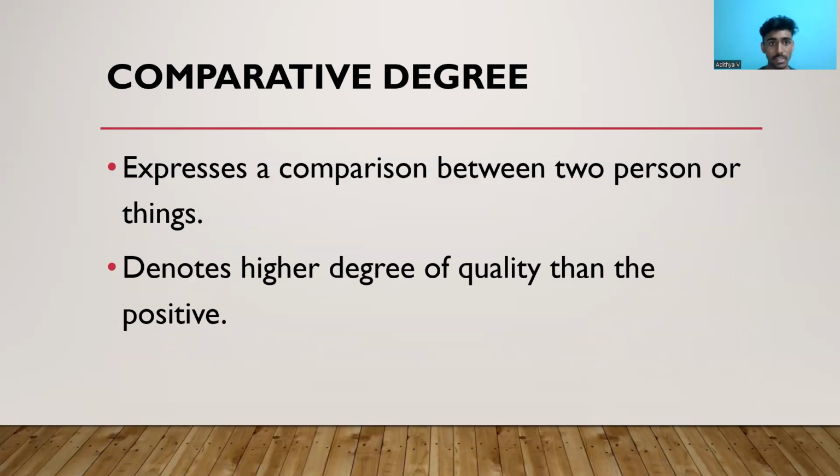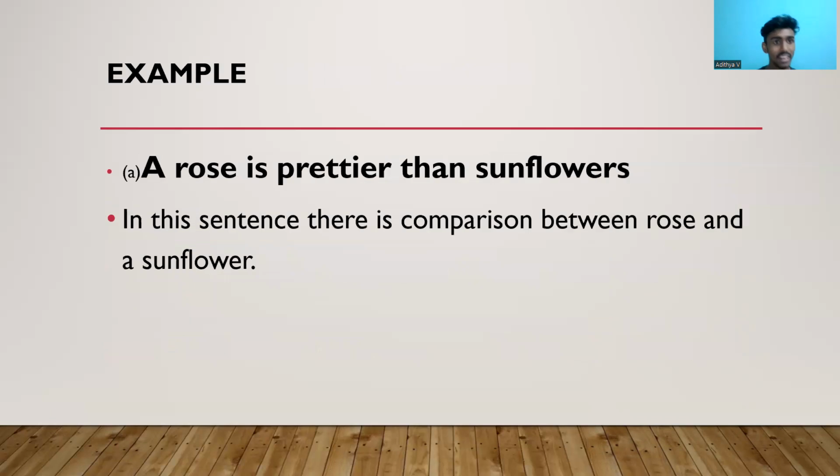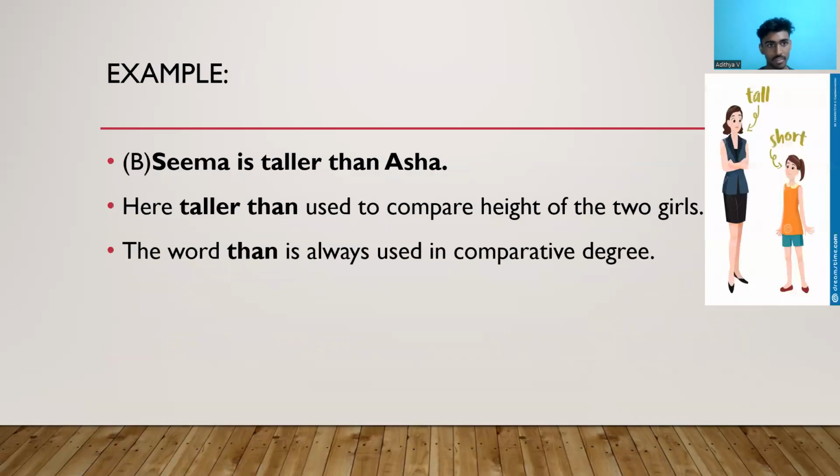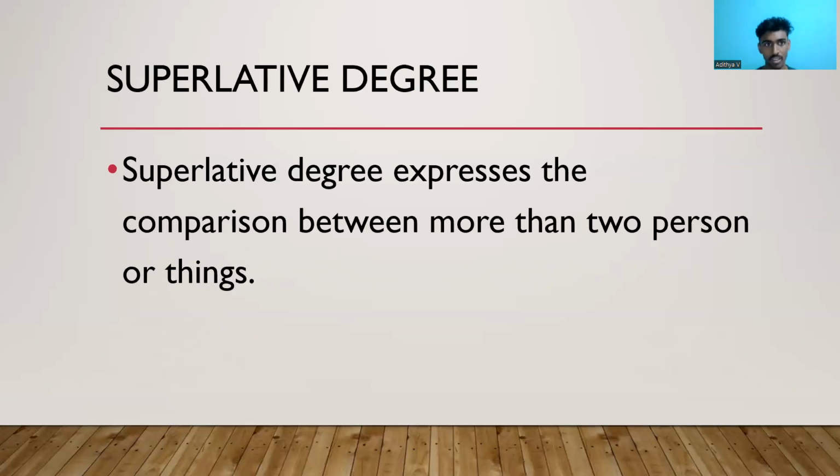Comparative degree expresses a comparison between two persons or things, and denotes a higher degree of quality than the positive. Let us see an example. A rose is prettier than a sunflower. In this sentence, there is a comparison between rose and sunflower. Example, Seema is taller than Asha. Here, taller than is used to compare the height of two girls. The word than is always used in a comparative degree.